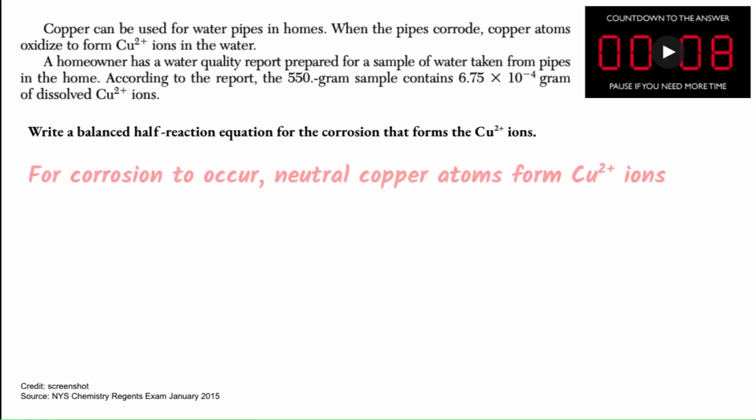This is really a word problem. So the problem says that for corrosion to occur, neutral atoms form copper 2+ ions. The question doesn't ask us this, but this would be oxidation. So copper forming copper 2+ ions would be neutral copper, arrow, copper 2+ plus the 2 electrons, because the copper 2+ plus the 2 electrons would equal neutral copper.